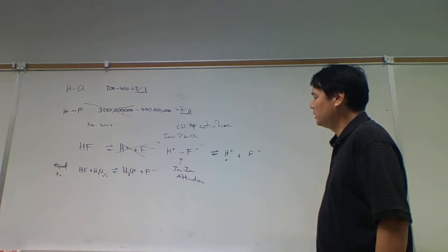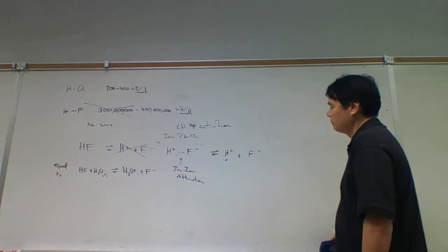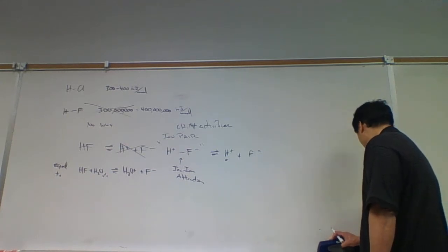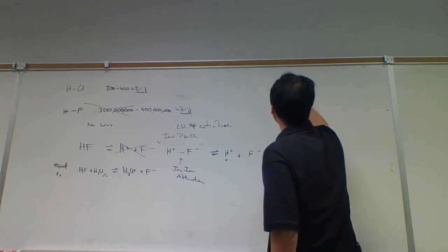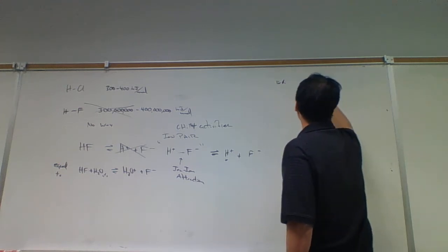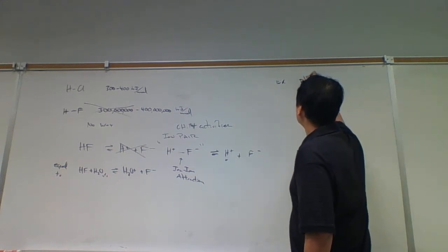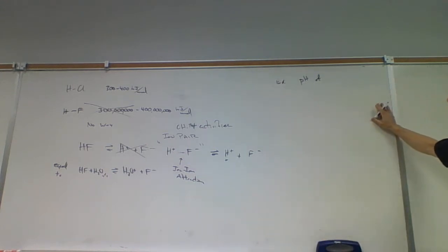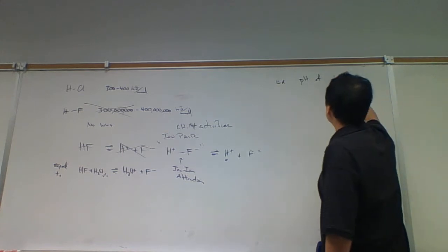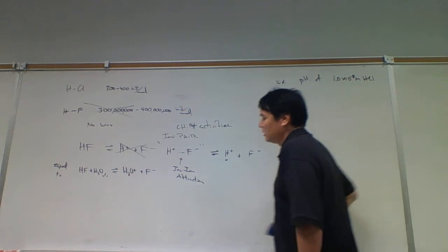All right, we'll do some calculations first. Let's take a look at some examples. One example we'll do: what is the pH of 1.0 times 10 to the minus 8 molar HCl? Now HCl is a strong acid.